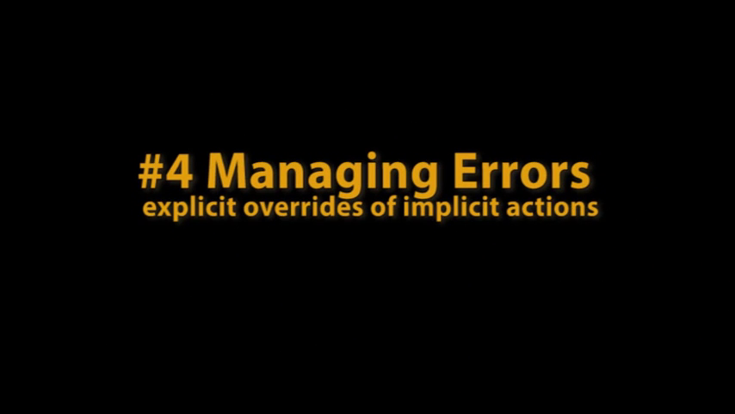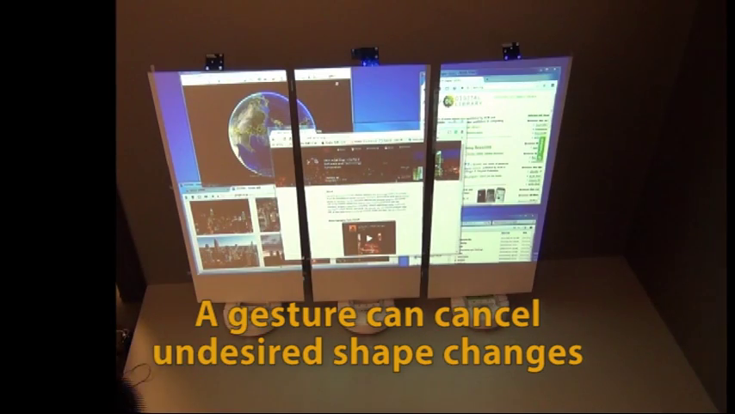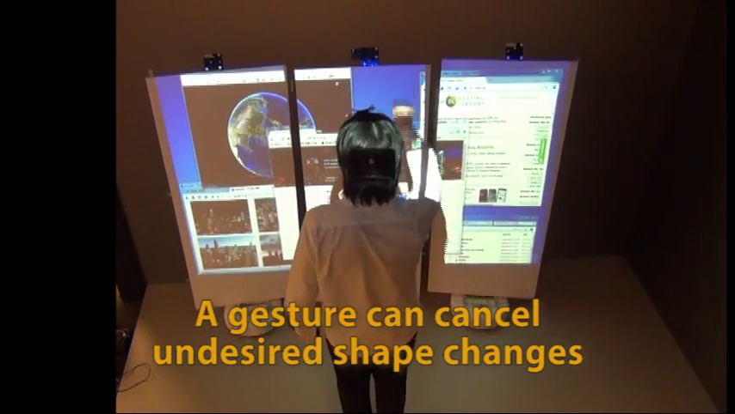Managing shape changes is important, as the system may infer an incorrect shape. We allow people to explicitly override any changes through a cancel gesture.